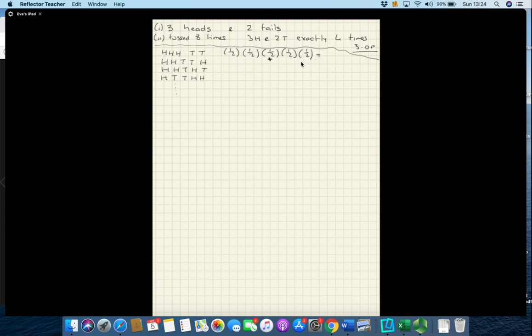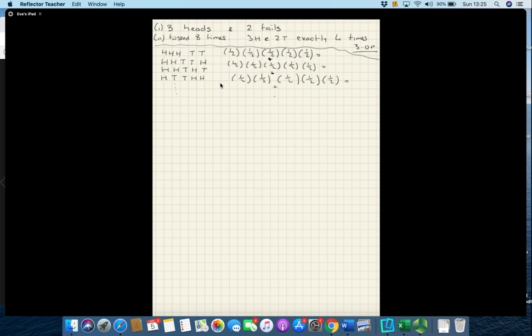Or, and that's why I'm adding, I'm happy with a head, a head, a tail, a head, a tail. Work that out. Or I would be happy with a head, a head, a tail, a head, a tail, and so on all the way down. So you work out each individual line and then you add all the probabilities together, all of the different combinations of doing 3 heads and 2 tails.